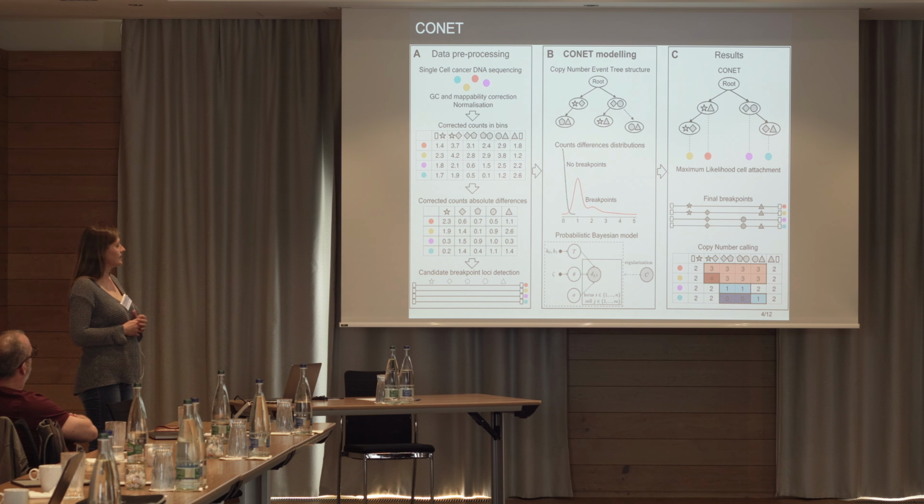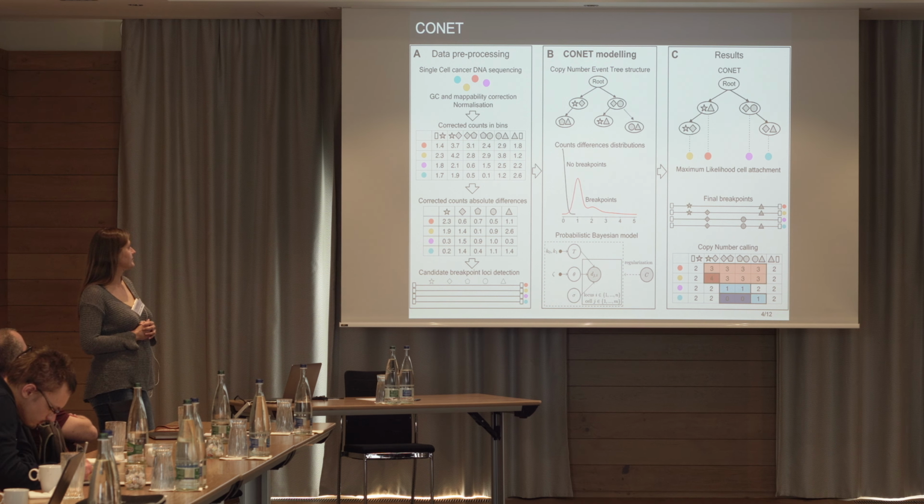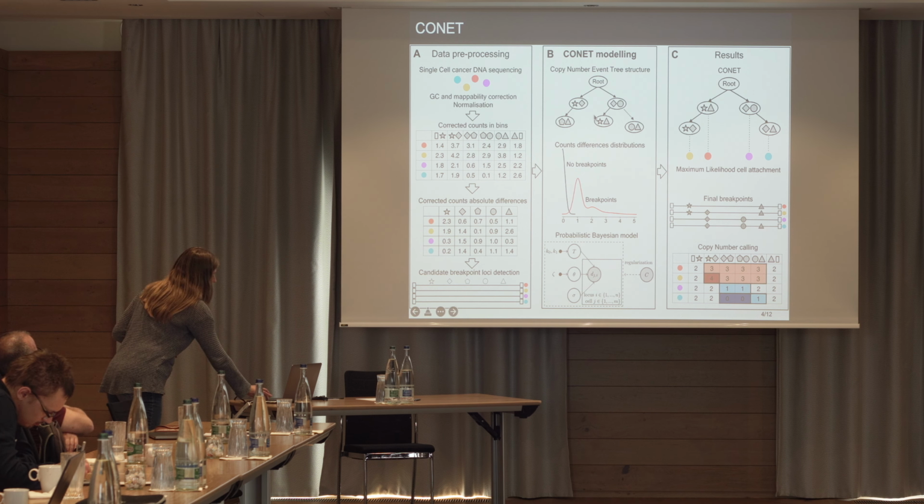In panel B, we have the most important modeling step, the heart of our CONET model. First, we can see an exemplary CONET structure. We have a healthy cell as the root of the tree. And then the tree is a non-binary tree, so it's branching, and each node signifies one copy number event, which is denoted as a start breakpoint and an end breakpoint. This is not a phylogenetic tree. And we can see that the copy number events can overlap. For example, we have a short event from a diamond to a circle.